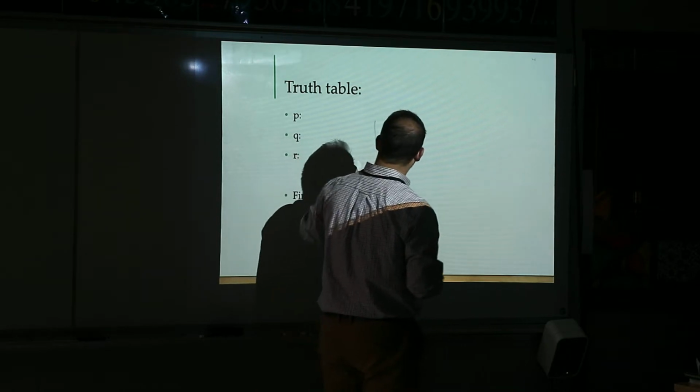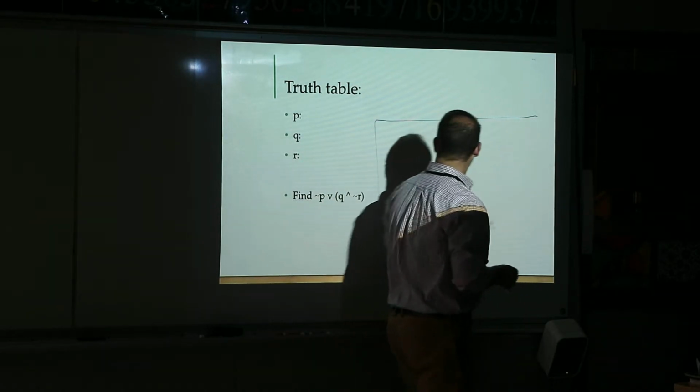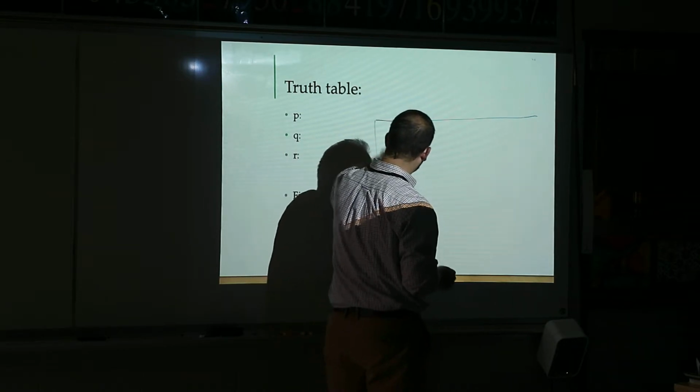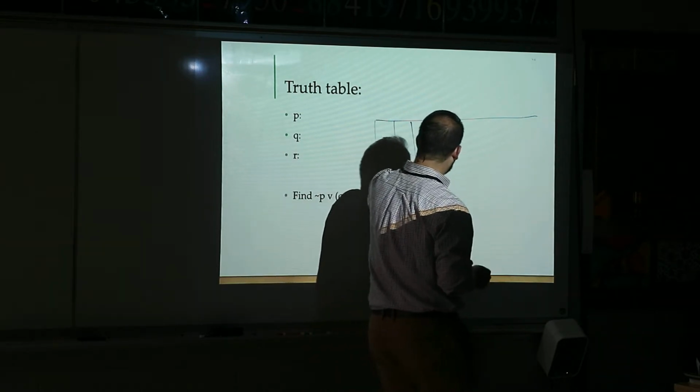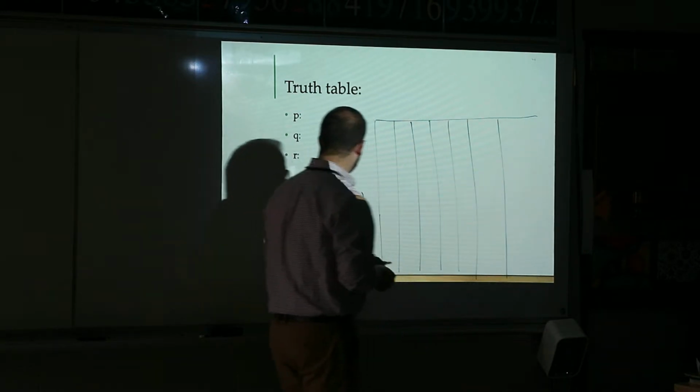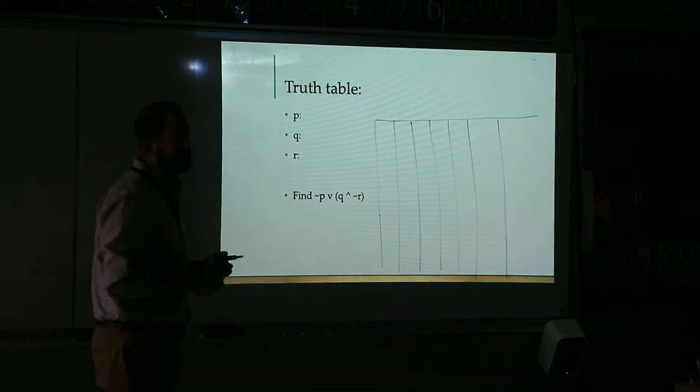So let's make this thing. In fact, I'm going to need to make this table a lot longer. So 1, 2, 3, a not P, a not R column, the AND problem, and then the final answer. So yeah, 7 columns. It's a lot.